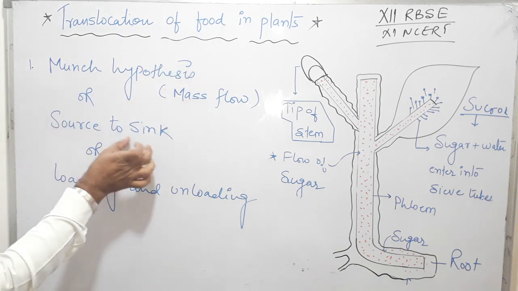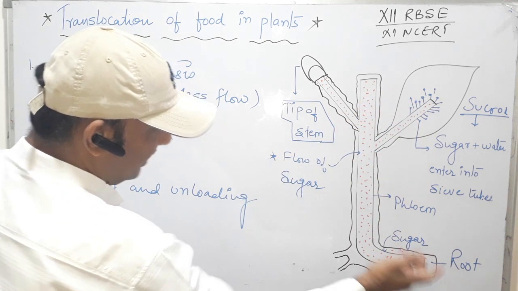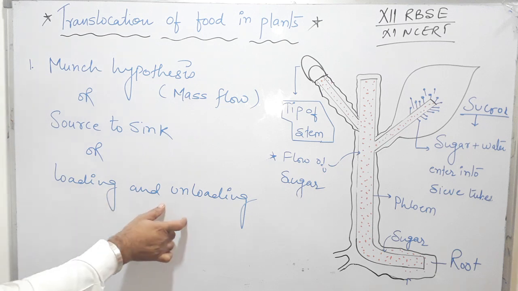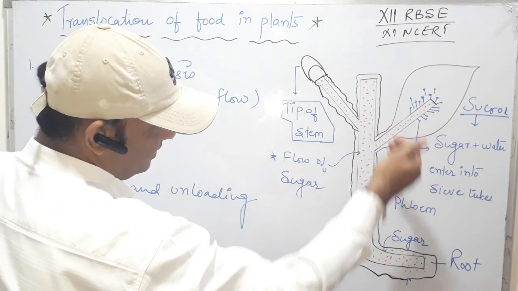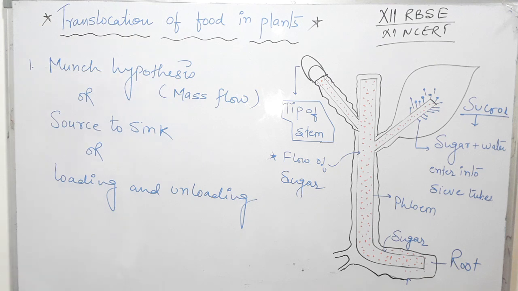Other name is source to sink. Here it is the source and it is the sink. And loading and unloading means the loading in sieve tubes and unloading in the root or required site. So these are different names of the translocation mechanism. First is the Munch hypothesis or mass flow hypothesis. Second, source to sink, and third, loading and then unloading. Now we take the ray diagram of this mechanism.